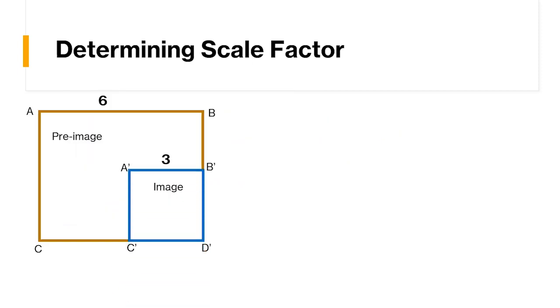Okay, we have another example of determining the scale factor, another image within an image. In this case, the pre-image is the larger figure, denoted by the fact that it doesn't have apostrophes. We have apostrophes here, so A'B'C'D' would be our image. The lengths of our corresponding sides are 6 and 3. Remember, we always write the length of our image in the numerator. So we write it as 3 over 6, and that reduces to 1/2.